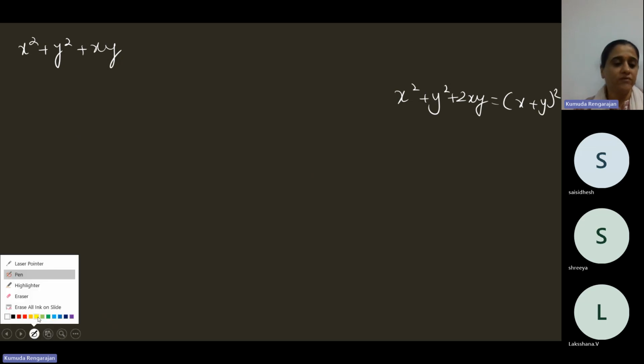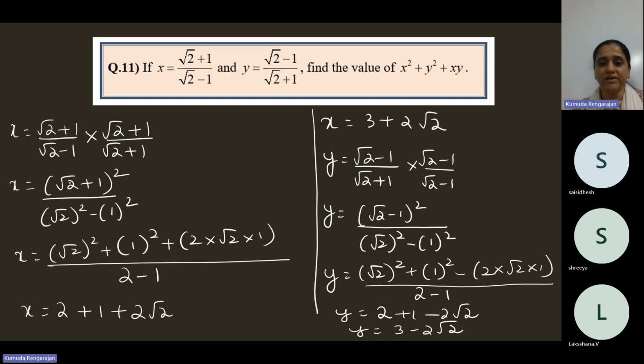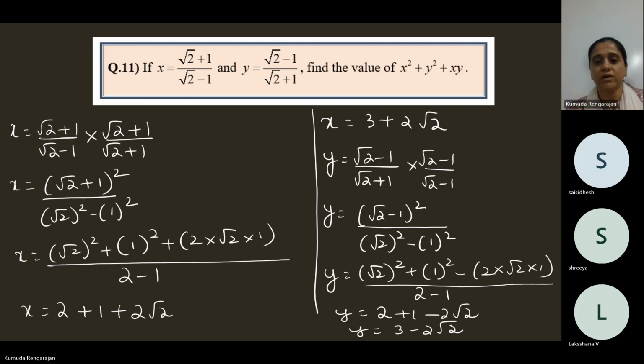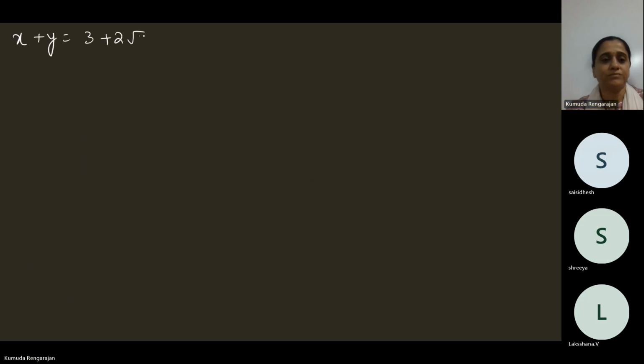So what we'll do, we'll just find the value of x plus y. What's x? 3 plus 2 root 2. X plus y is equal to 3 plus 2 root 2 plus 3 minus 2 root 2. So the value of x plus y is equal to 6.